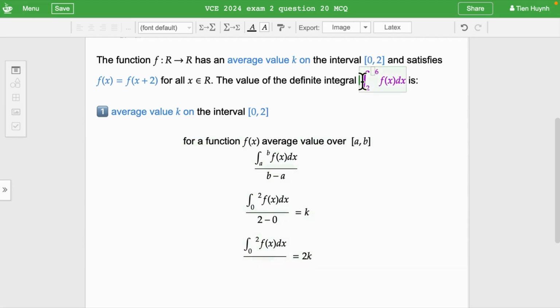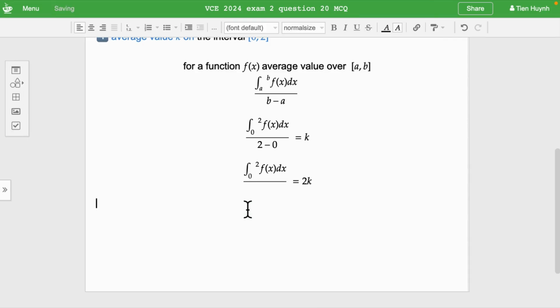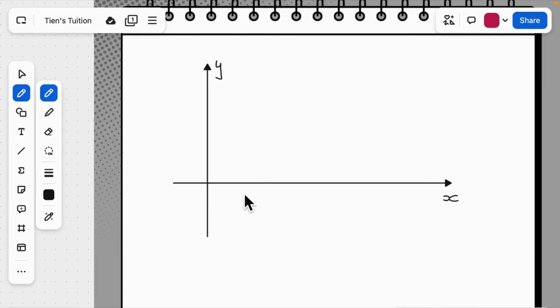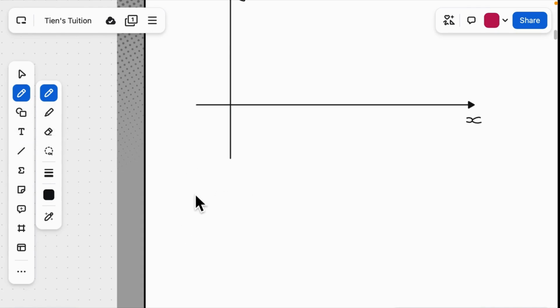And now, let us focus on figuring out the second part. What is this integration? That is our goal. And how can we do that? So, let's look at the characteristic of the function. We have f of x equal to f of x plus 2.